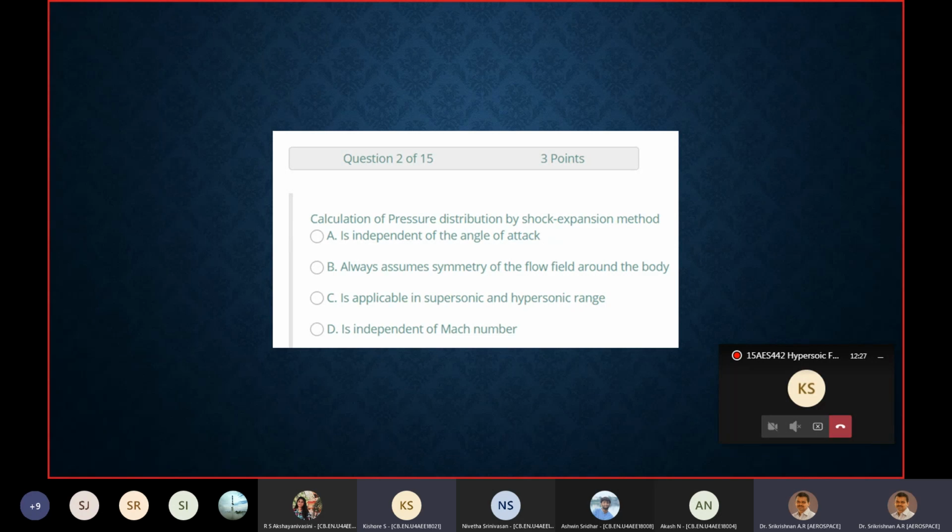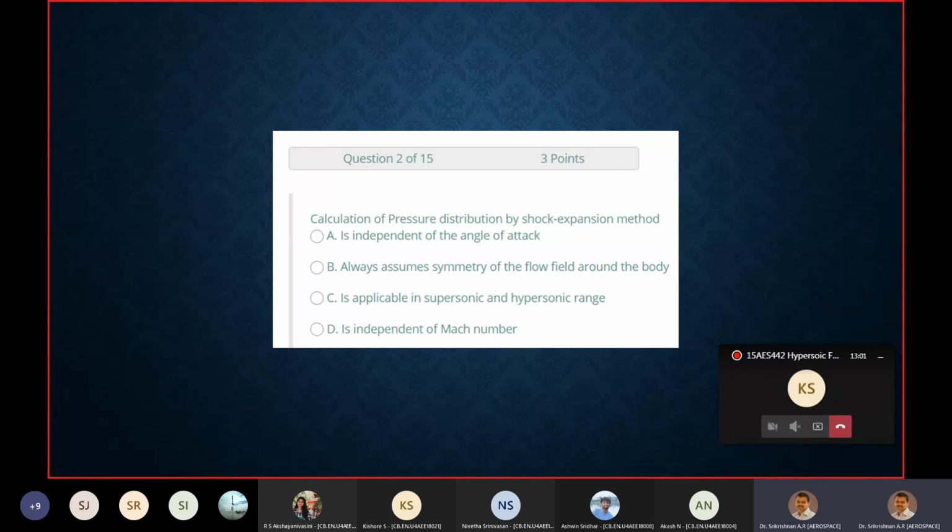So it's not a theoretical restriction because shock expansion is used in supersonic range also. But then, yeah, the accuracy, because particularly in shapes where you have a reflected shock, it can impact the accuracy. That's all. But the theoretical applicability is there for supersonic and hypersonic range as well. Okay. So that's what I'm trying to explain now. I'll try to explain why the others are wrong.